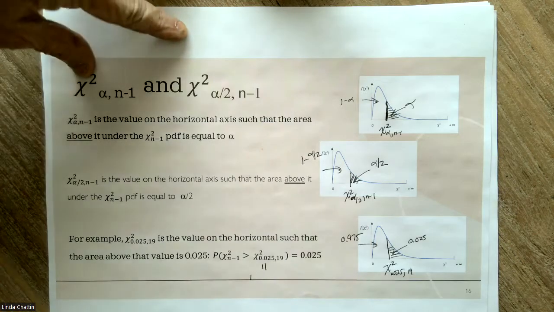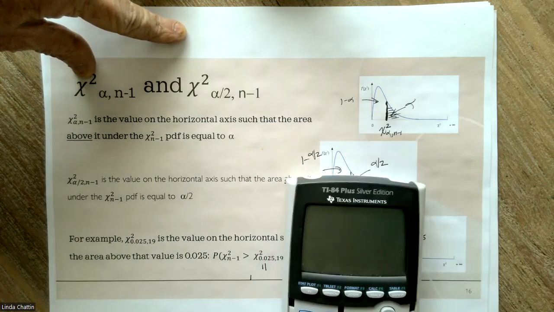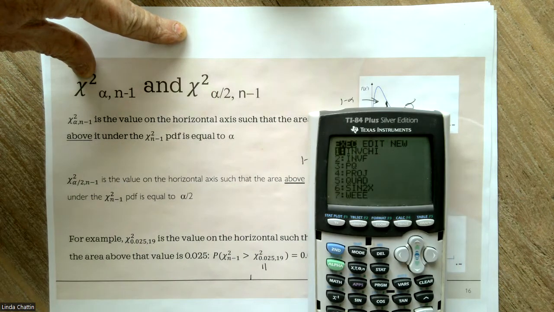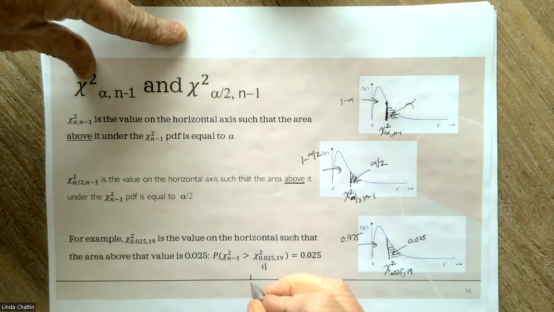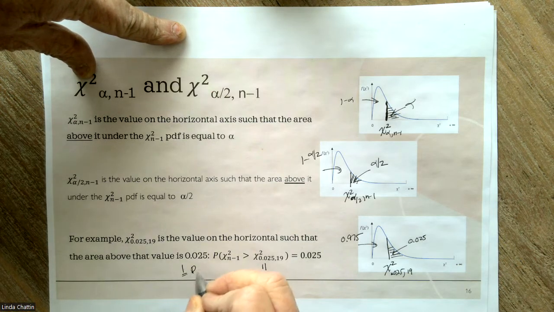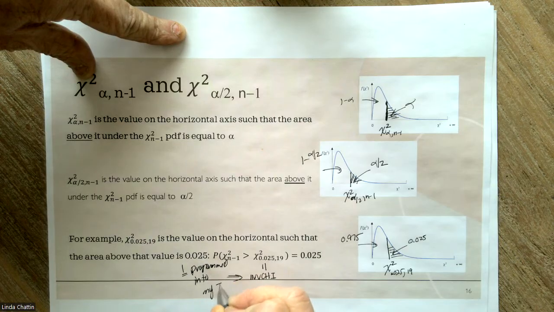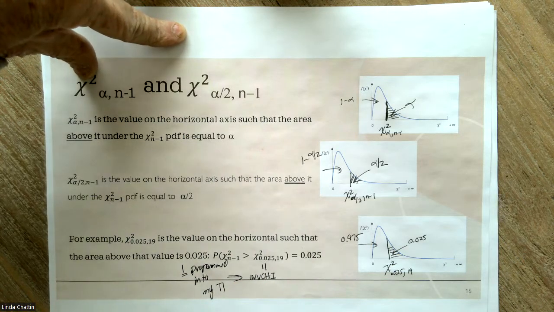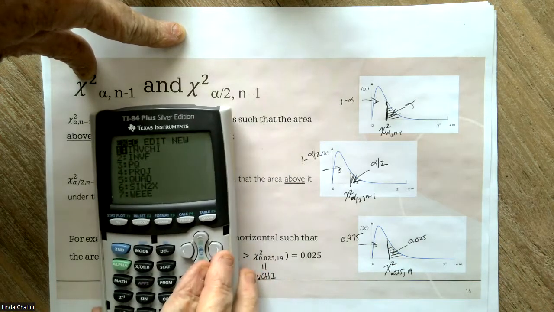How did I put that in my calculator? I programmed it into my calculator. Let me see what I called it. If I go to program, I called it inverse chi. So it's inverse CHI, and this is programmed into my calculator. Me, Dr. Chatton, programmed into my TI. That's how I'm going to get it. So watch how this inverse chi-square program works. Works pretty easily.